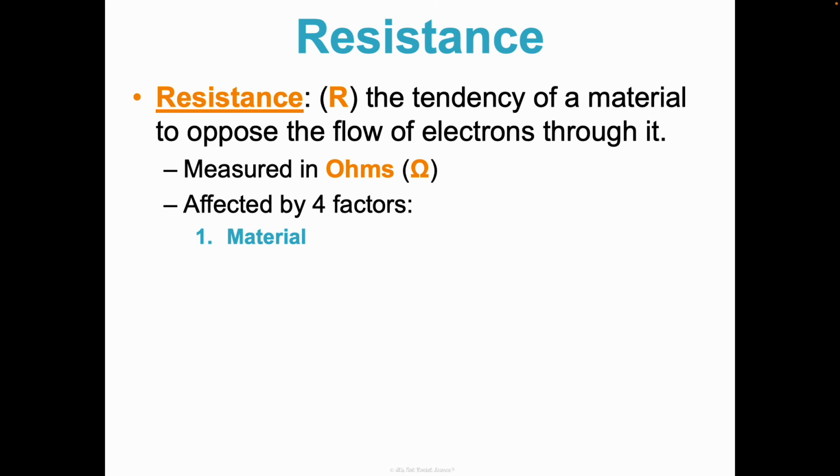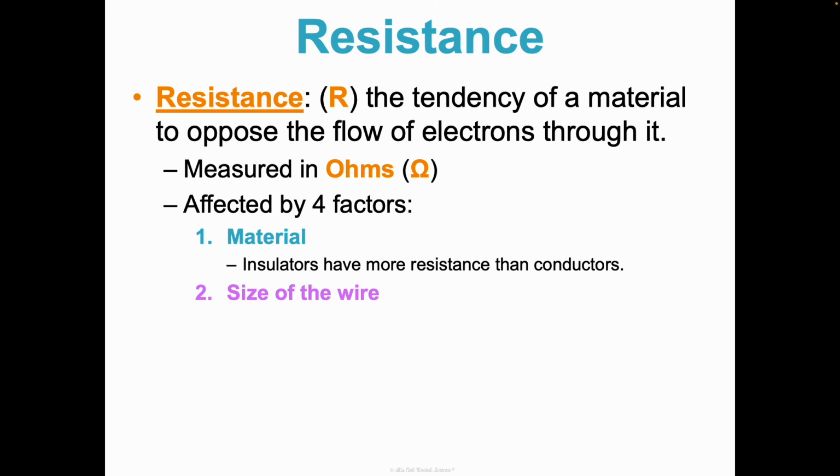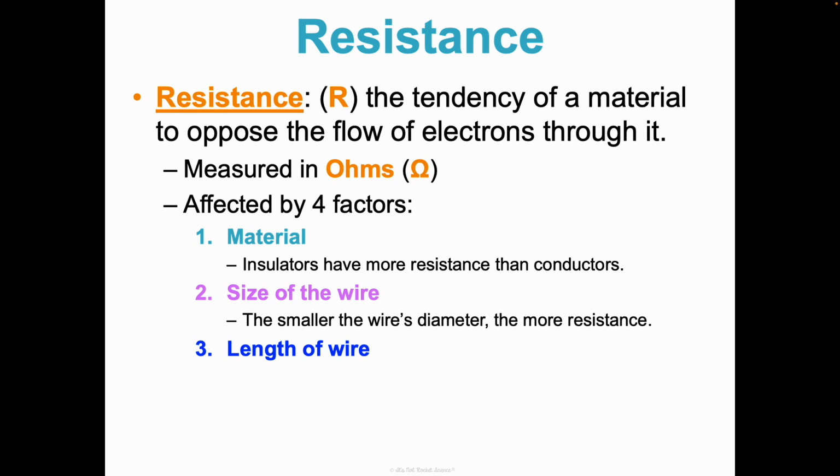Material. So an insulator is going to have more resistance than a conductor. That just makes sense based on what we learned in concept 1. The size of the wire. So the smaller the wire's diameter, so the skinnier it is, the thinner it is, the more resistance there will be. Which, think about it. Current would have to be being shoved through this really skinny wire, as opposed to if it's a wider wire with a greater diameter, the current will be able to flow more easily.